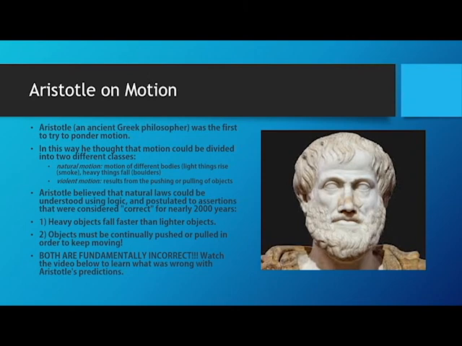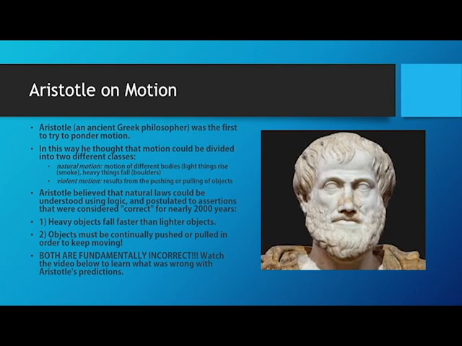Things like rocks, which are bigger and heavier, fall to the ground. And they do those things naturally. The lighter objects float, heavier objects fall. The second type of motion that Aristotle thought of is what was known as violent motion. And violent motion occurred when you pushed or you pulled on something. You did something to cause it to move.